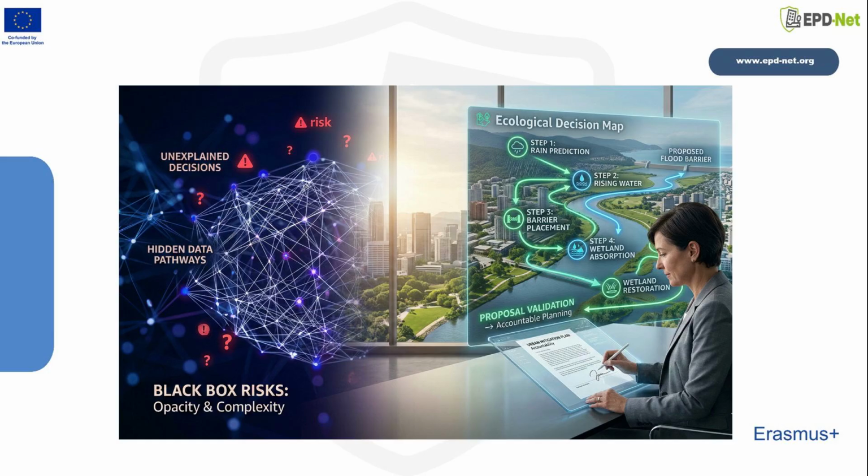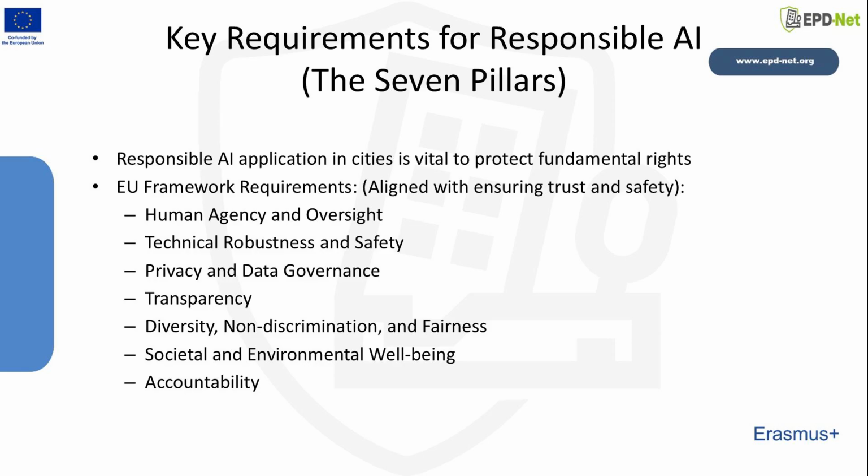AI systems must be designed using a value-sensitive design approach and need to account for the multiple aspects of diversity that are omnipresent in our cities. Building on the need for explainable AI, we must establish clear requirements for its deployment. Responsible AI application in cities is vital to protect fundamental rights. If we fail to do this, the risks of advanced AI could severely undermine public trust and welfare.